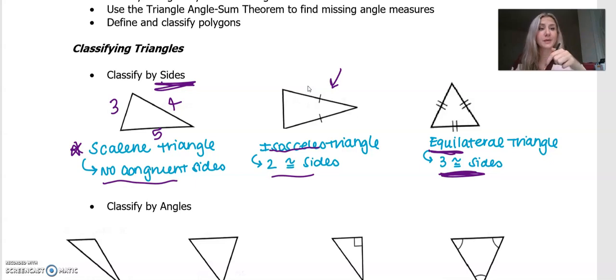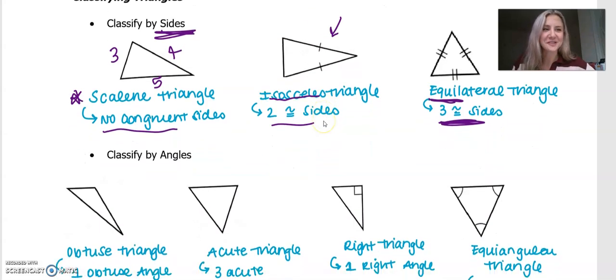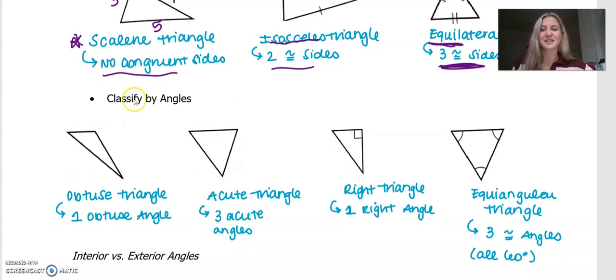We can also give them another name. Each triangle can have two names. And this one's classifying it by angles. So let's take a look at these. An obtuse triangle only needs to have one obtuse angle. So this angle right here would be obtuse. That's what makes this an obtuse triangle.